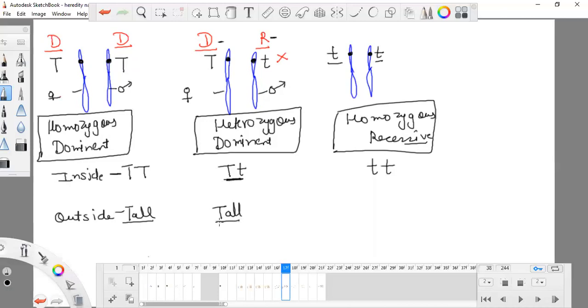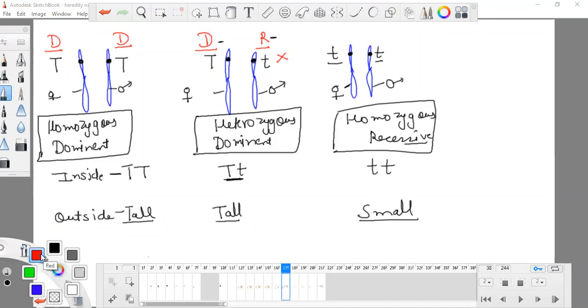But from outside, how do we know what is taking place inside? It is just the outside result. And on this side it will be small. It will look small from outside, because from both of the parents it is getting the small trait. So these two are recessive.